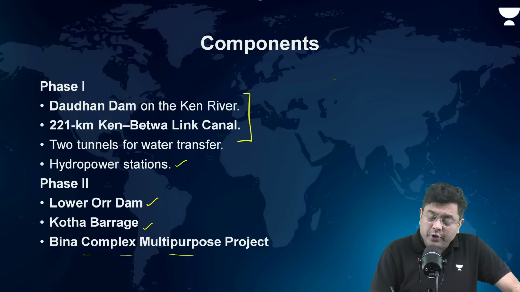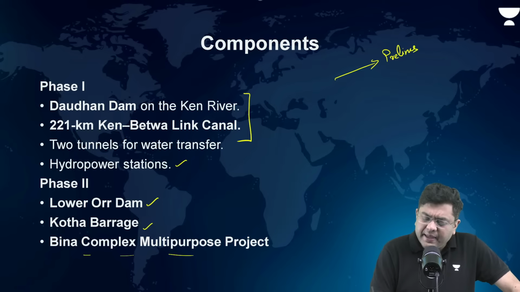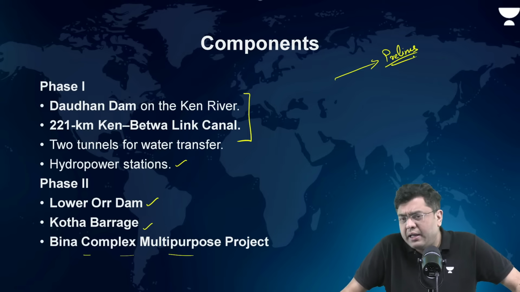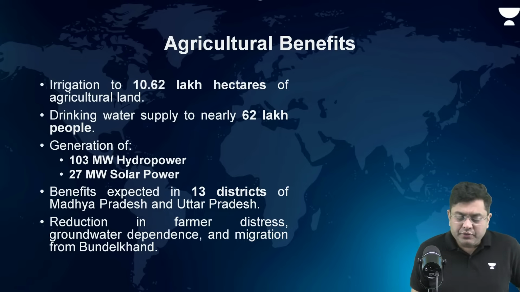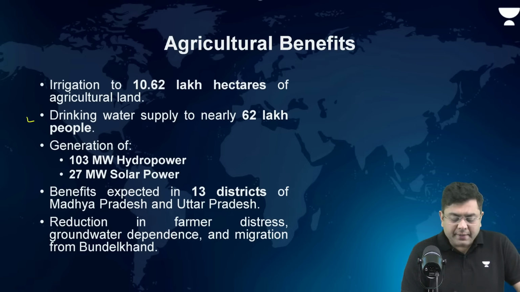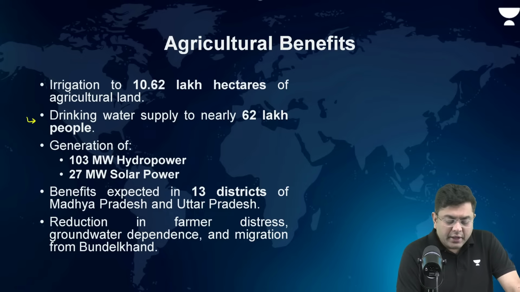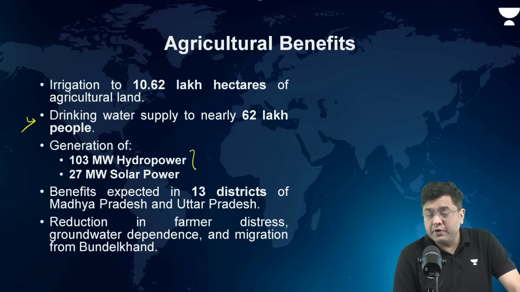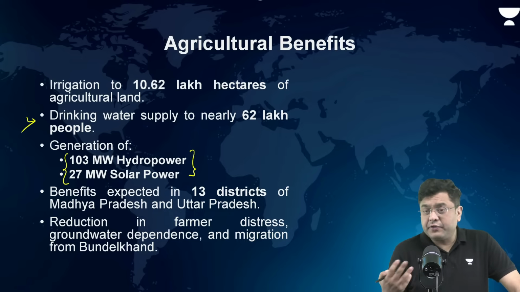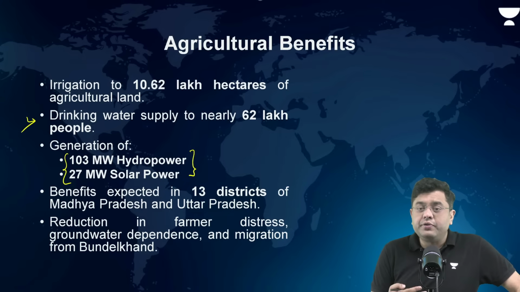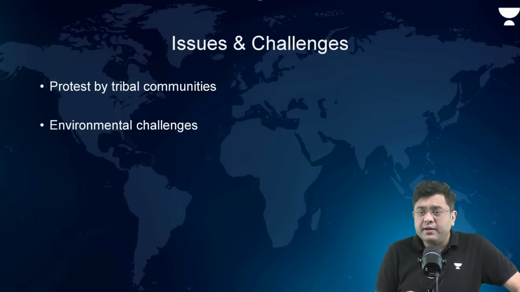This is relevant for your prelims. Okay. In mains exam, also, you can highlight this as a value proposition. Agricultural benefits: 10.62 lakh hectares, drinking water supply to 62 lakh people, generation of 103 megawatt hydropower, 27 megawatt solar power, and benefits in various regions: reduction of farm distress, groundwater replenishment. All of these are some of the benefits.